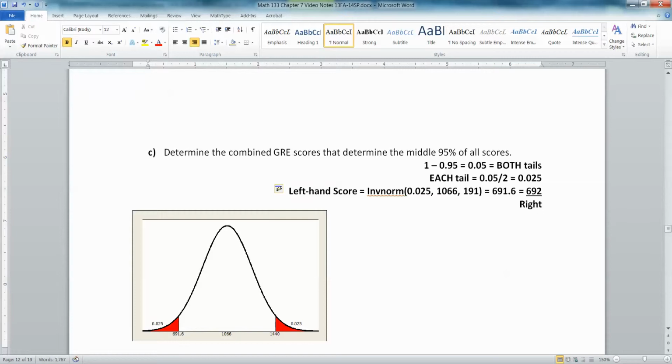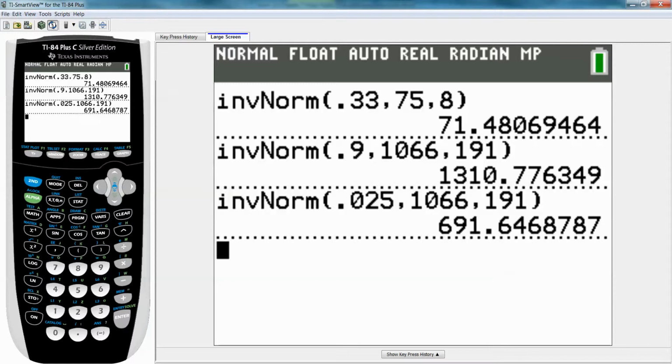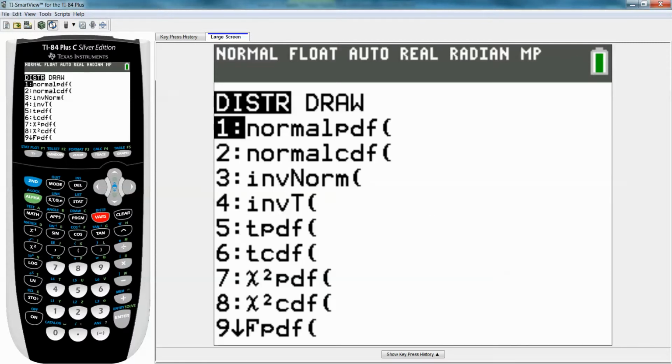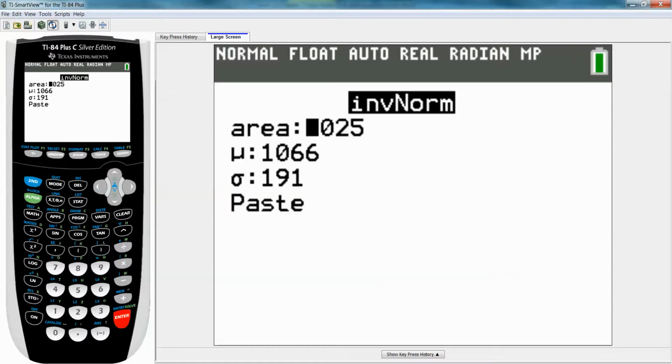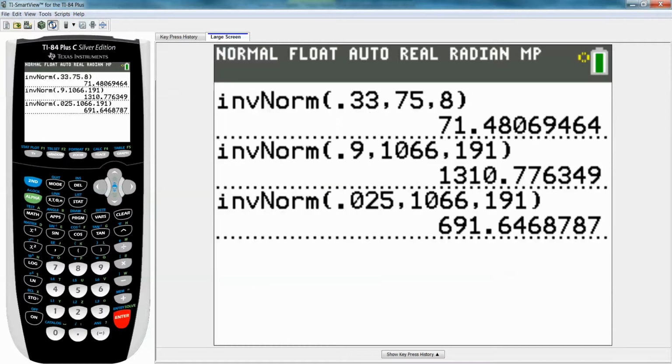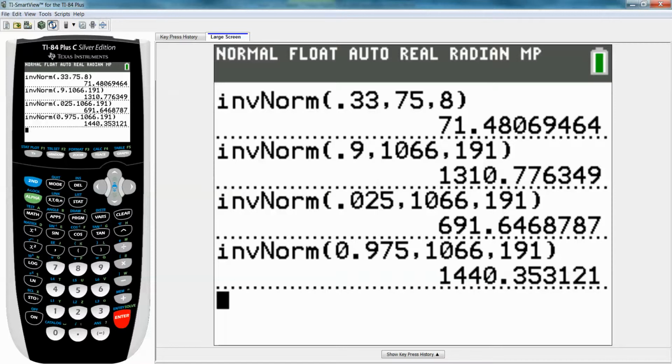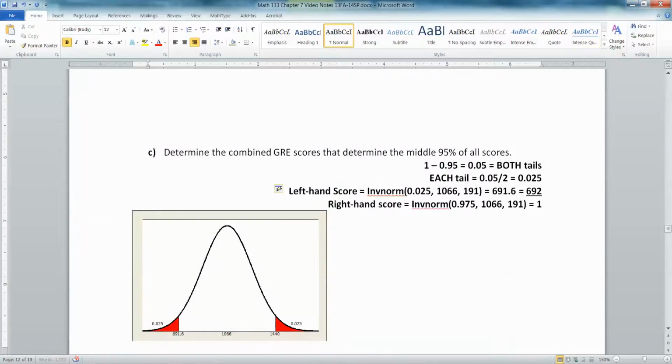The right-hand score would be inverse norm of 0.975, 1066, comma 191. Let's see. Now I'll show you where the 975 comes in a second, but let me find this. So number 3, inverse norm, enter, 0.975, 1066, 191, enter, enter, enter, enter, and you get 1440.3. So 0.3, which is 1440.